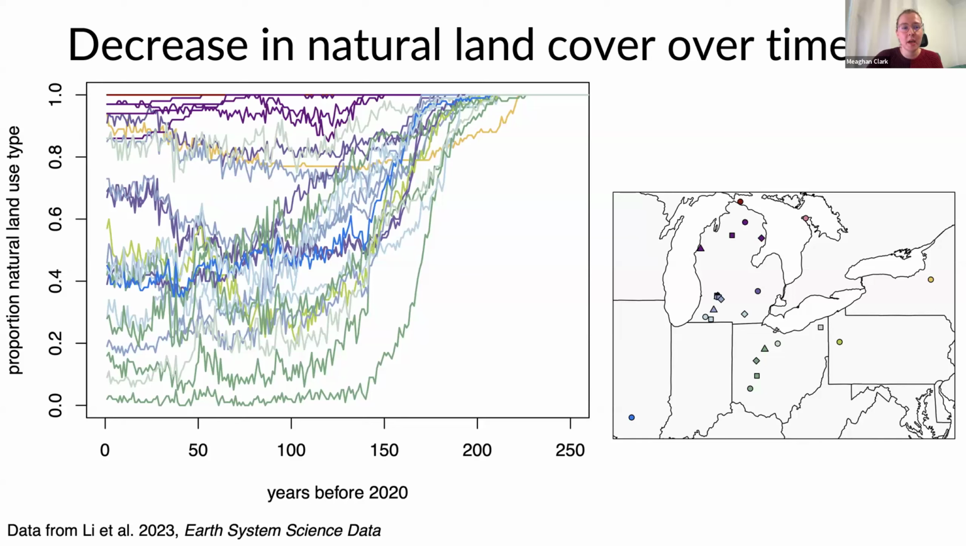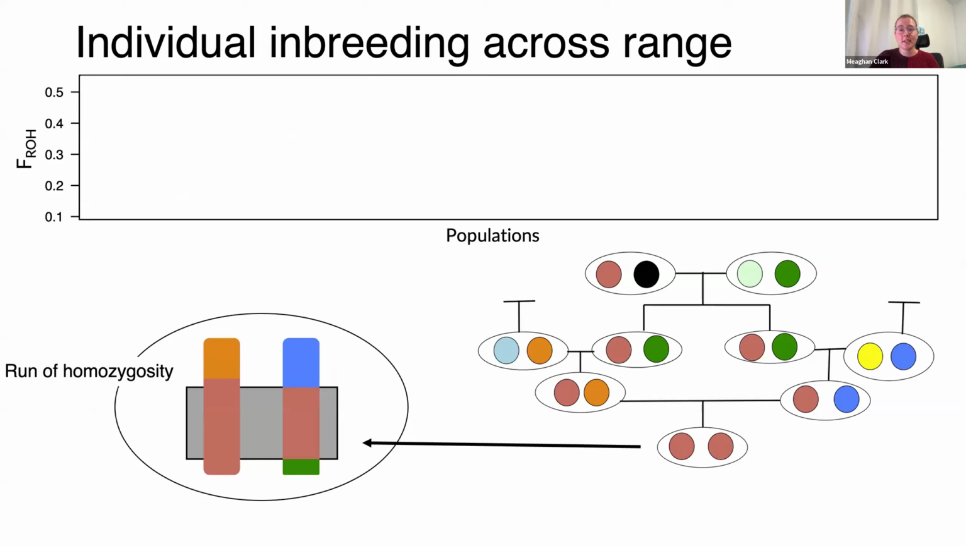To look at inbreeding across the range of Eastern Massasaugas, we used runs of homozygosity. A run of homozygosity is a long stretch of homozygous genotypes inherited from both of an individual's parents. We can calculate the proportion of an individual's genome that's found within a run of homozygosity, and this is called F-rho, and it's a measurement of individual inbreeding.